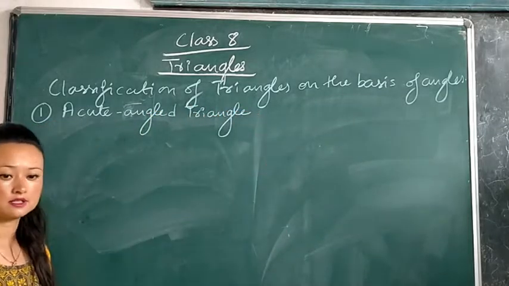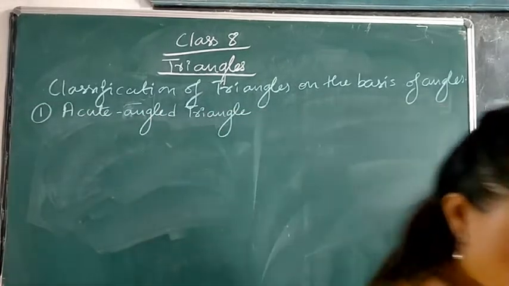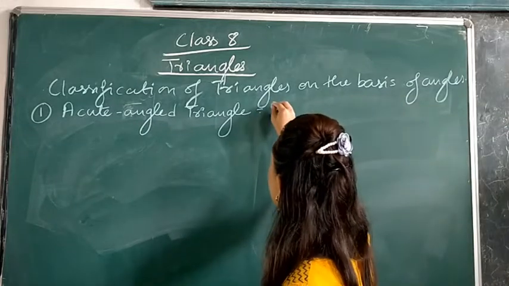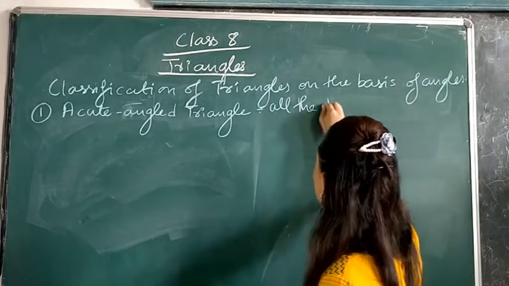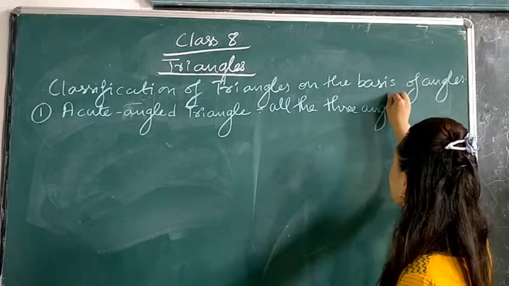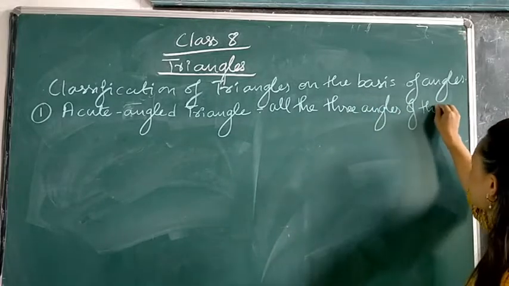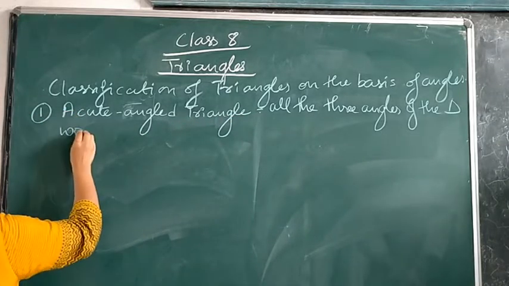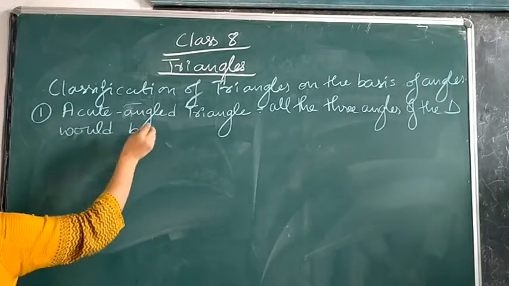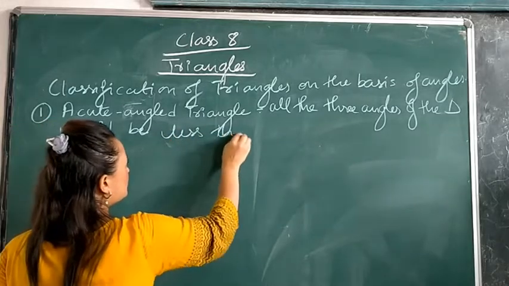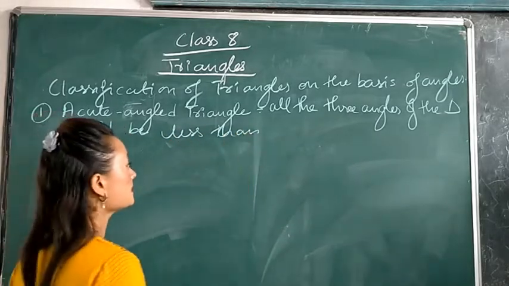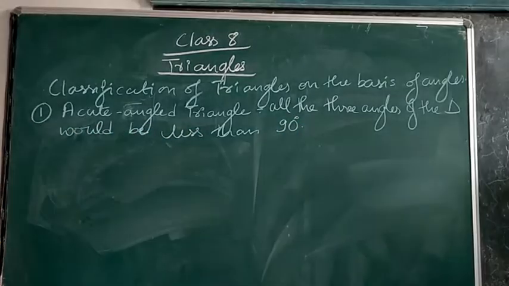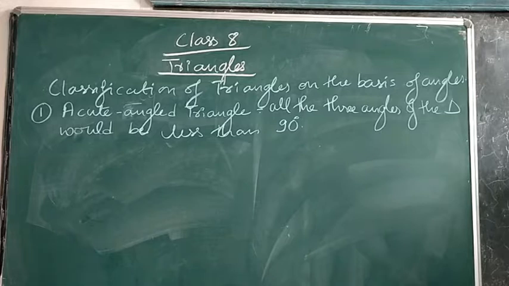Now what does acute angle triangle mean? Acute angle triangle means all the 3 angles of the triangle would be acute. Acute means less than 90 degrees. So all the 3 angles of the triangle would be less than 90 degrees.